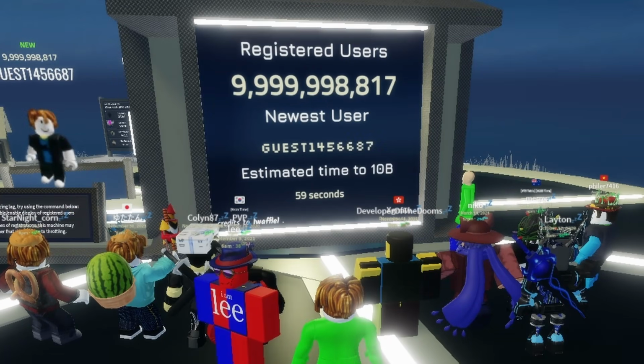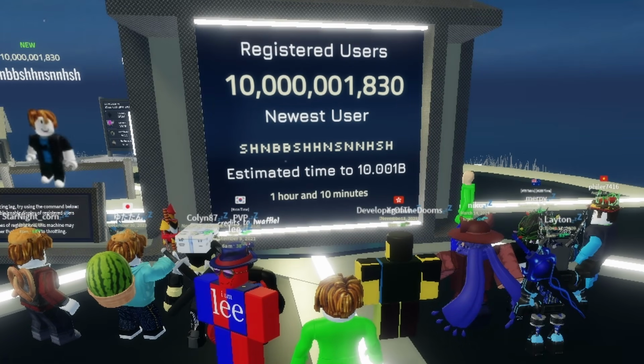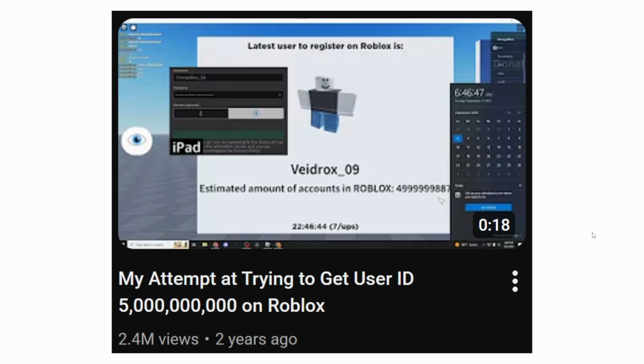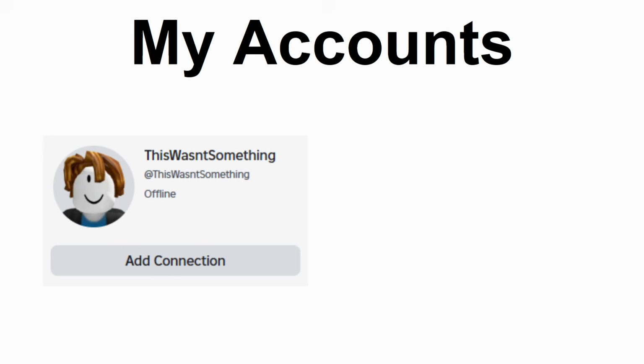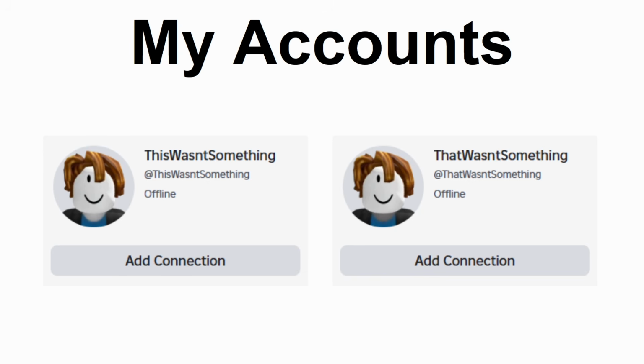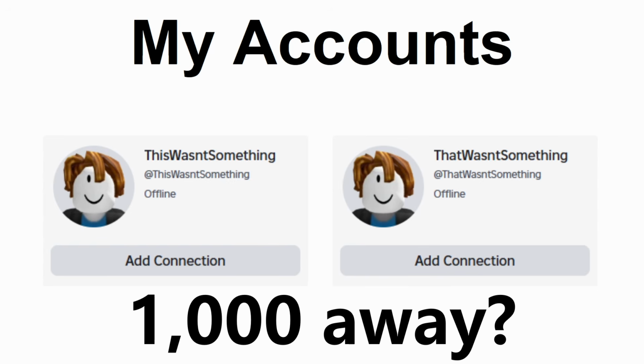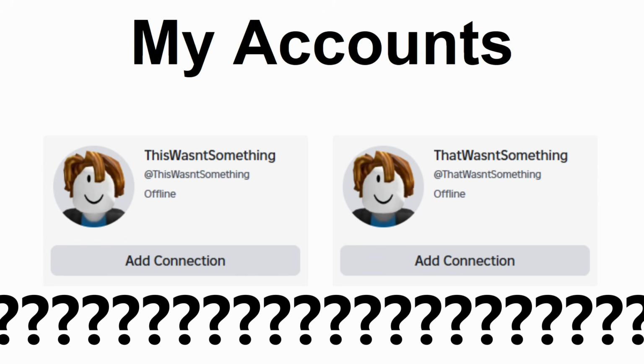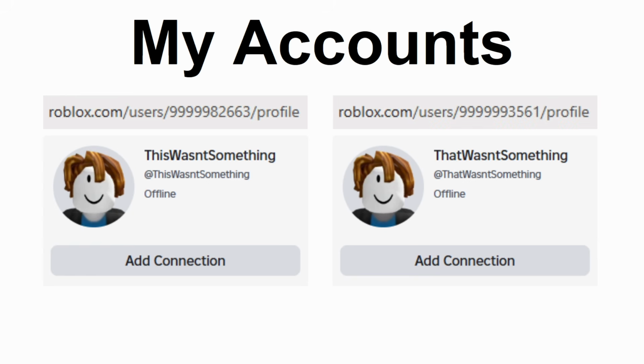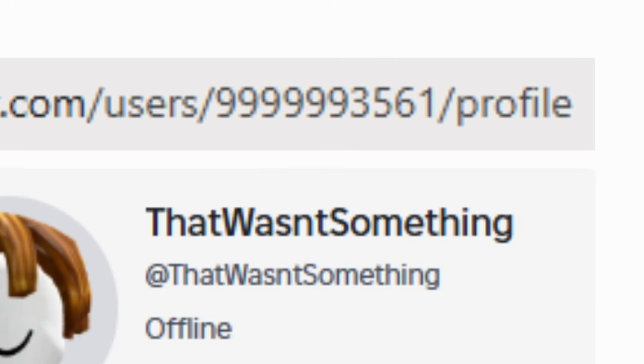The user IDs of Roblox accounts just passed 10 billion, but things were quite a bit different compared to my 5 billion attempt. I'll start by introducing you to the two accounts that I use. This and that weren't something. At first you'd expect me to be a few hundred or 1,000 IDs away from 10 billion maybe, but if you actually look at my user IDs, my closest one was just under 6,500 away.